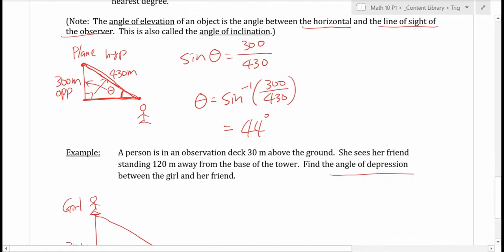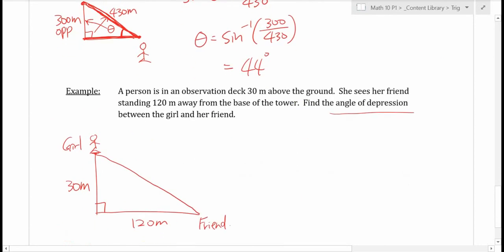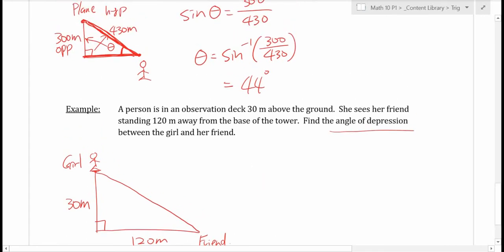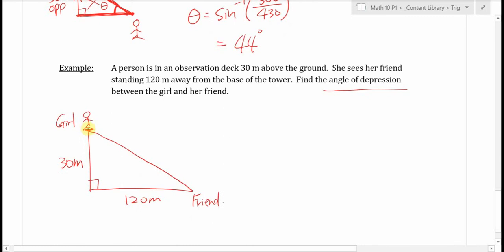So earlier we talked about the angle of elevation being between the horizontal line and the line of sight. Guess what? Angle of depression is the same thing, except this one is looking downwards. Angle of elevation means you're looking up. Angle of depression means you're looking down. So here's the horizontal line, and here's a line of sight to the girl. We are actually solving for this angle right here, and here's angle theta.